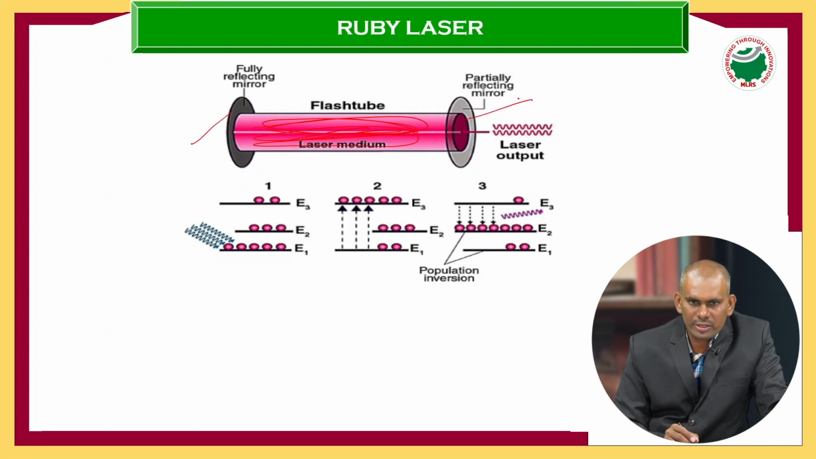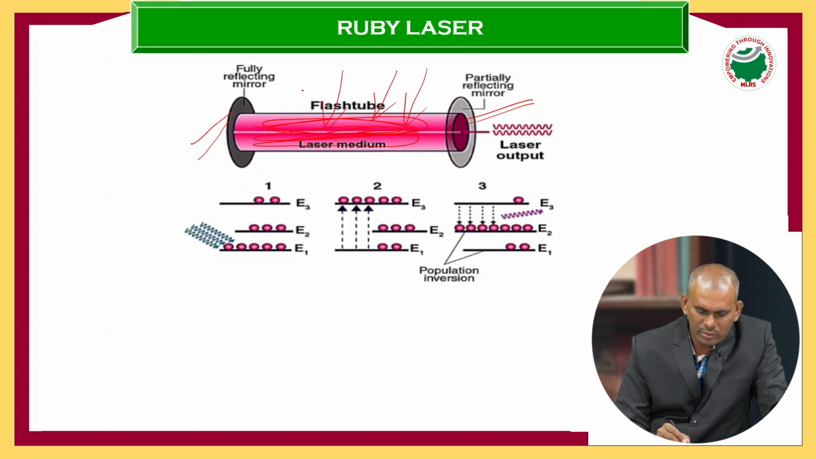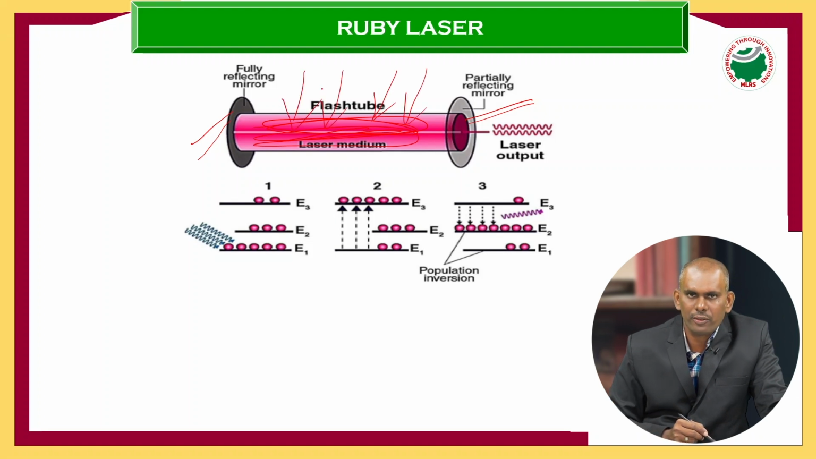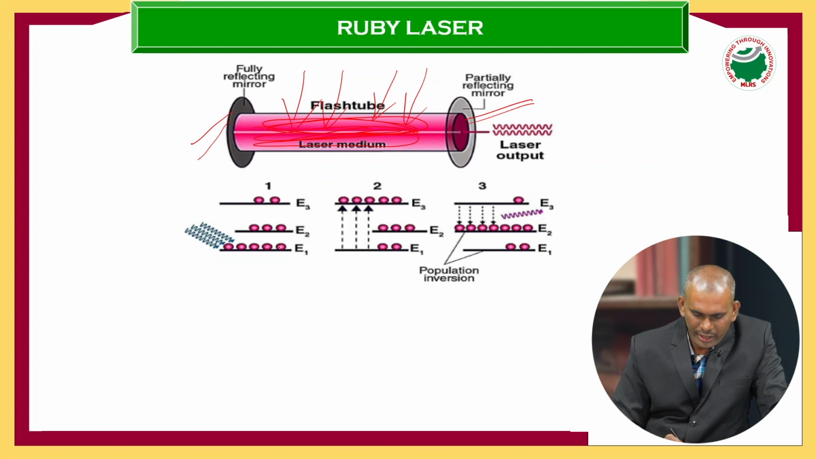Fully reflective in the sense that this mirror is 100% coated with silver, and this mirror is partially coated with silver. Whenever photons are incident on this ruby rod by switching on the flash lamp, the atoms, whatever we mentioned here as E1, E2, E3, are initially in the E1 ground state.